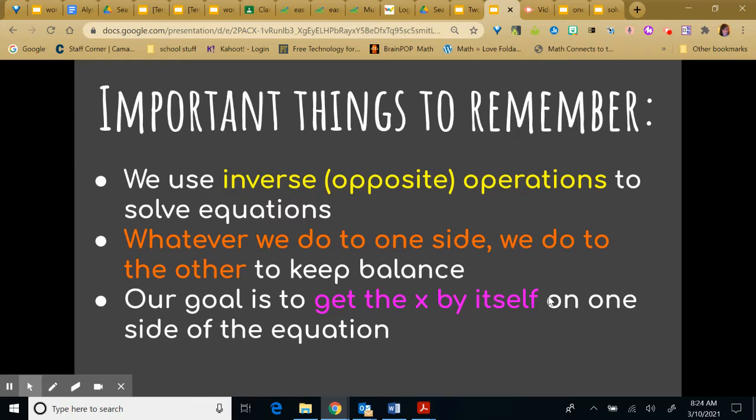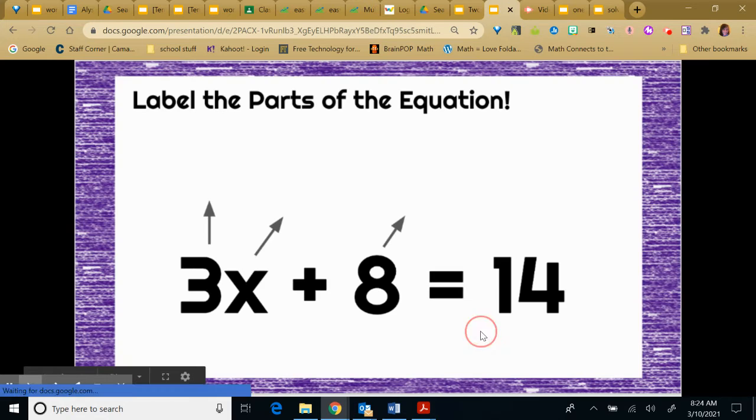And our goal is to get the x or the variable by itself on one side of the equation. That's always been our goal. That's why we do inverse operations, because whoever's hanging out with the x, we want to get rid of them, right? So we get rid of that number by doing the inverse operation.